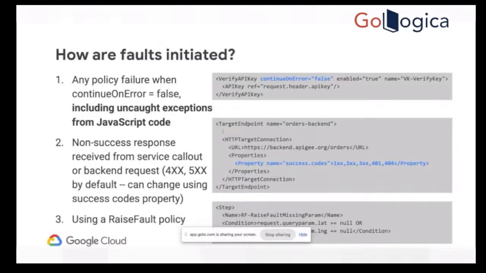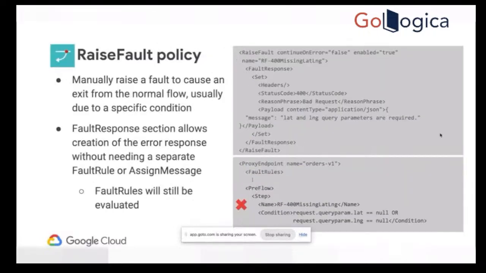So the raise fault policy is the policy, as I said, with which you can manually throw an error. Now in the raise fault policy, there is one special thing: in the raise fault policy itself, you can set the error payload. There is a fault response section. You can set the error payload, the headers or the status code, whatever you want, in the raise fault policy itself. So usually, if you are using a raise fault policy, we don't write a fault rule for that, because in the raise fault policy itself you can set the error payload, content and headers, whatever, right?